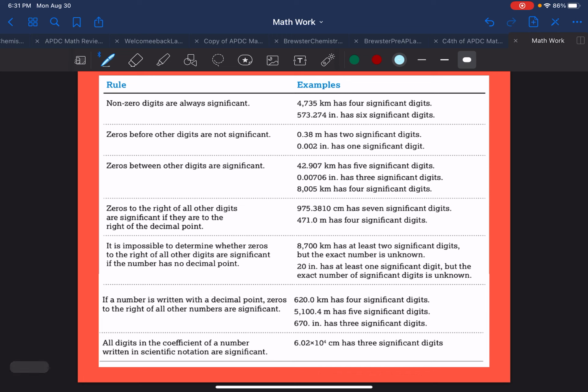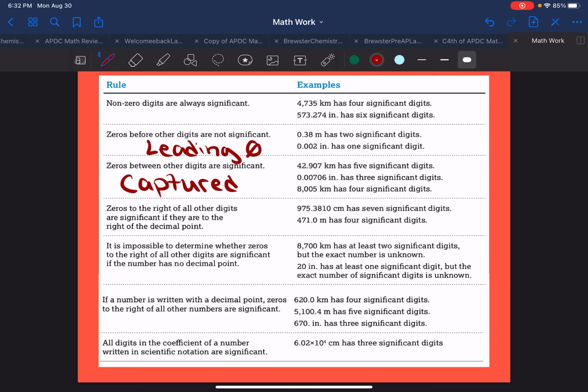Now, there are rules for our sig figs, and you can read over those. Non-zero digits are always significant. So 4, 7, 3, 5, always significant. Zeros before other digits are not significant. We call these leading zeros, and those are not significant. Zeros between digits are significant. We call these captured. So if they're captured between a number, then they are significant.